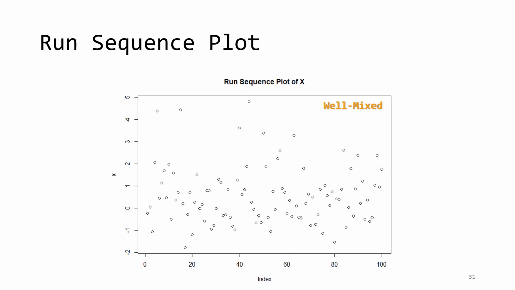Here is an example of a run sequence plot that shows good mixing. There are no obvious shifts in the central tendency or the dispersion, and there are no patterns in the data in time.